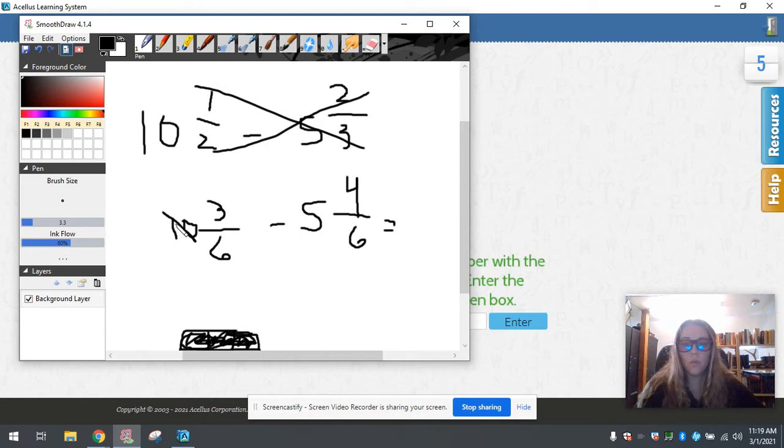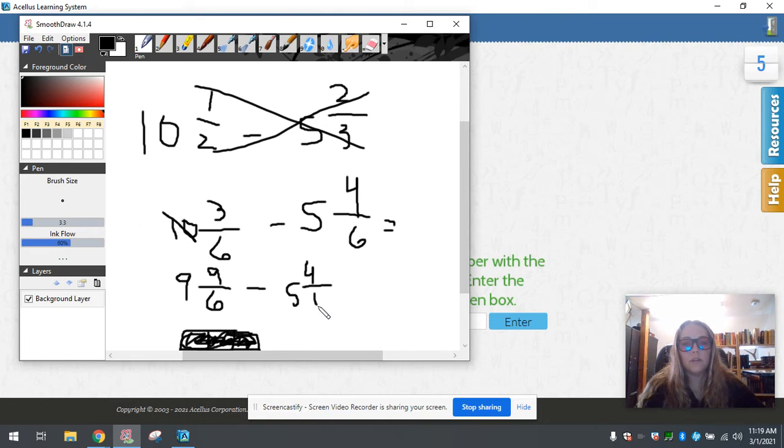Remember, one of those would be a whole 6 because that's what we're taking. It's our denominator. So if I take a 6 out of 6, which is one whole, out of my 10, I'm left with 9, and I'm giving that 6 out of 6 to my 3. So 6 plus 3 is 9. So now I have 9 and 9/6 minus 5 and 4/6.